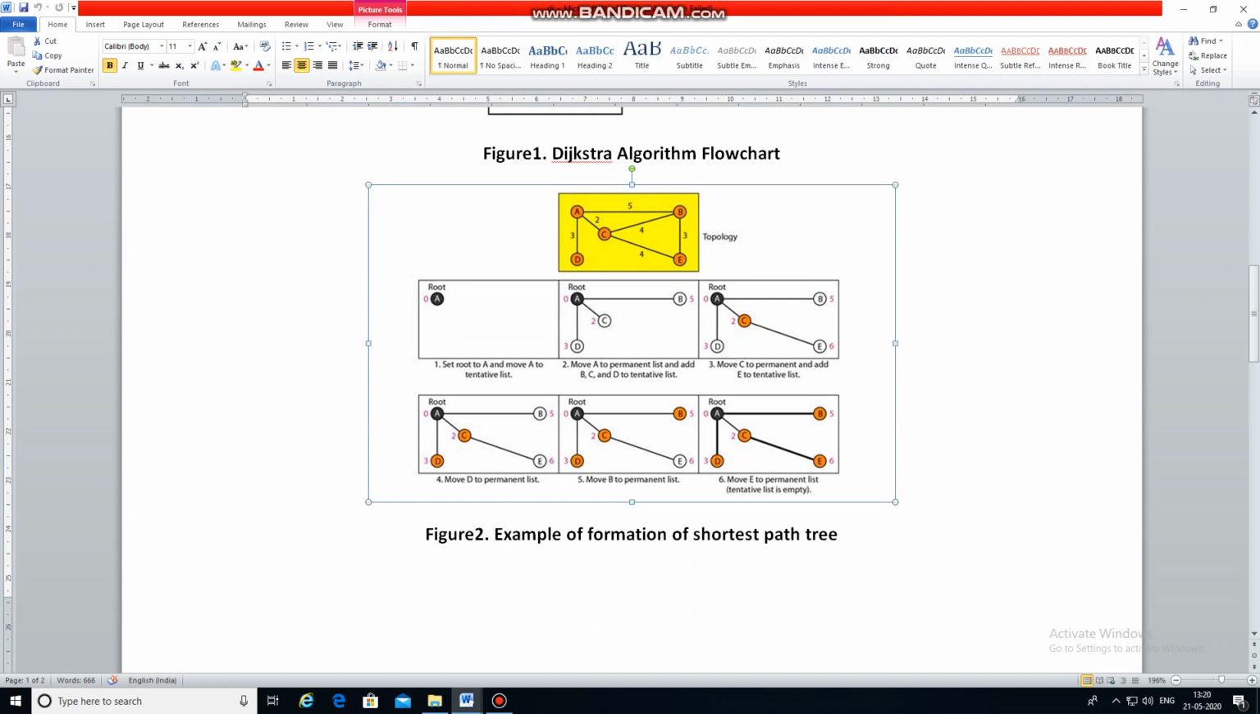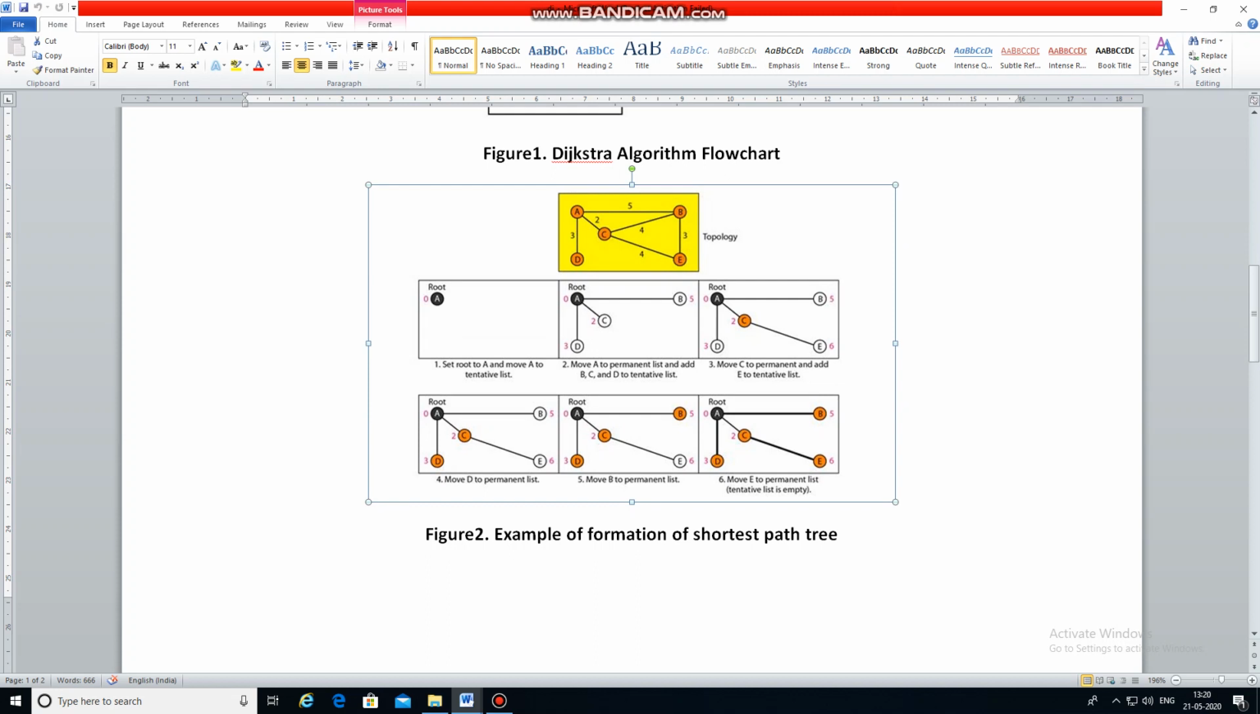Now we have A as permanent and C as permanent, right? After that, move D to the permanent list, right? Instead of B we are adding D. The reason is that D has less cost compared to B, so we add D, right? Now in the permanent list we have A, C and D, right? We still don't have B and E, they are in the tentative list.